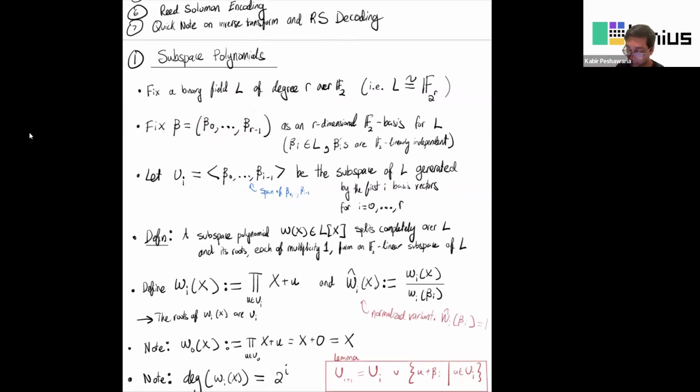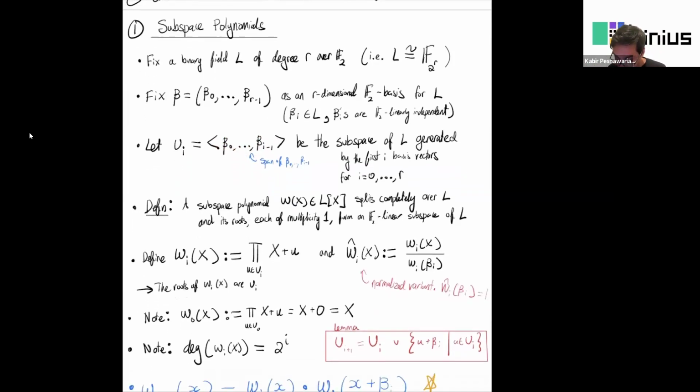Cool. So now let's talk about some subspaces. U_i is the subspace that is spanned by the first i basis vectors. The span is basically all of the elements that you can get by taking linear combinations of these first i basis vectors. And again, the coefficients are all coming from F2.